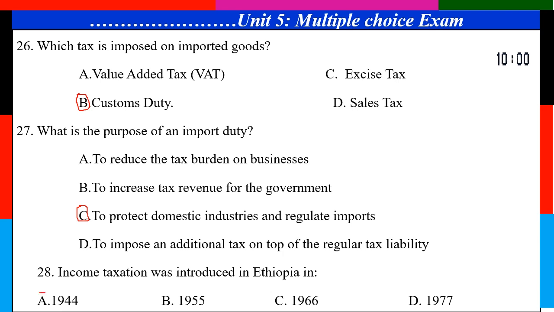The answer is A. As we already discussed the last time, income tax was introduced for the first time in Ethiopia around 1944 during Emperor Haile Selassie. At that time, especially the farmers paid one tenth of their produce to the Emperor Haile Selassie. In fact, this income tax started around 1944.